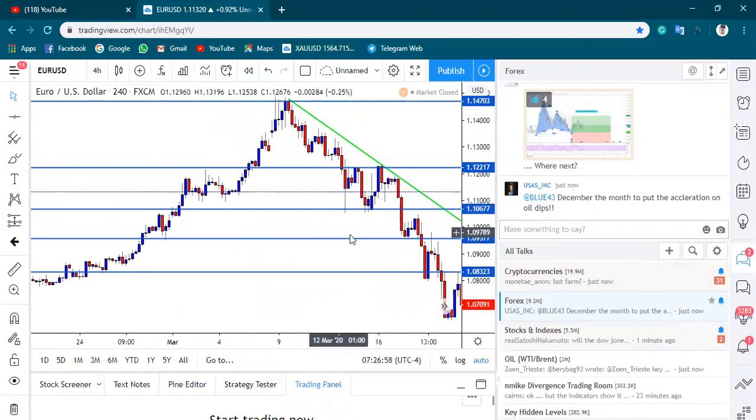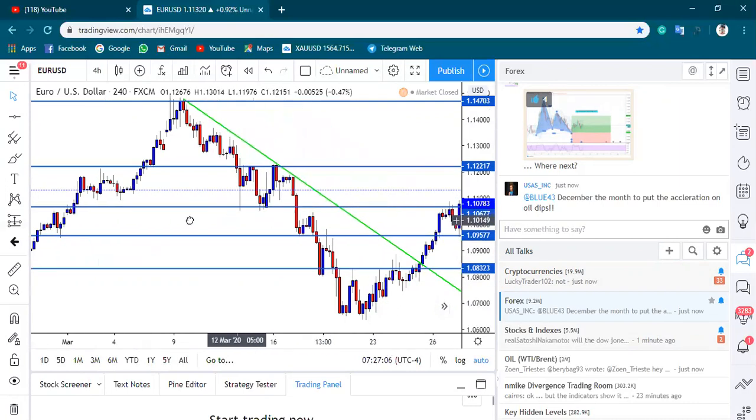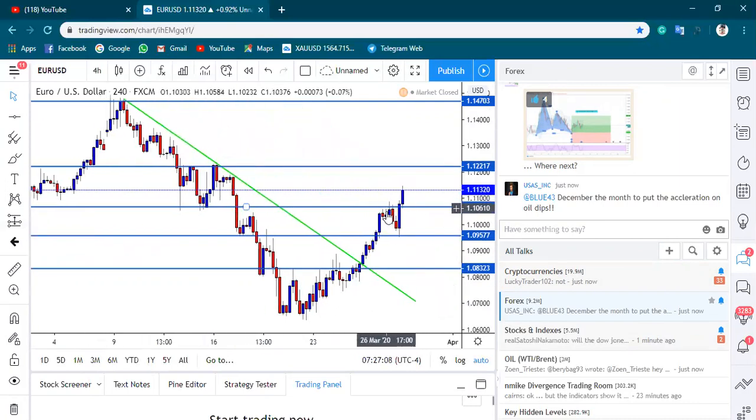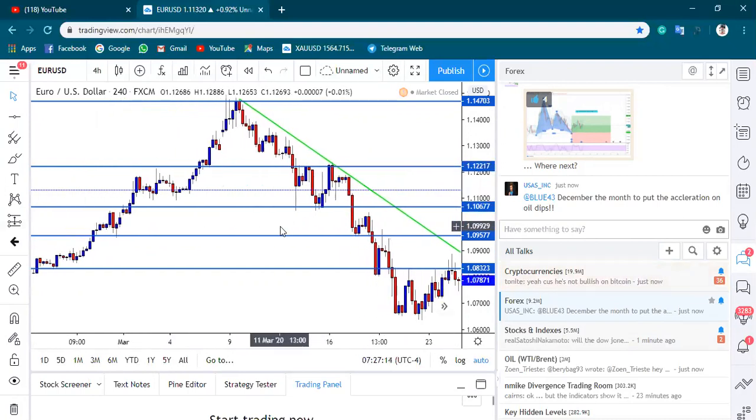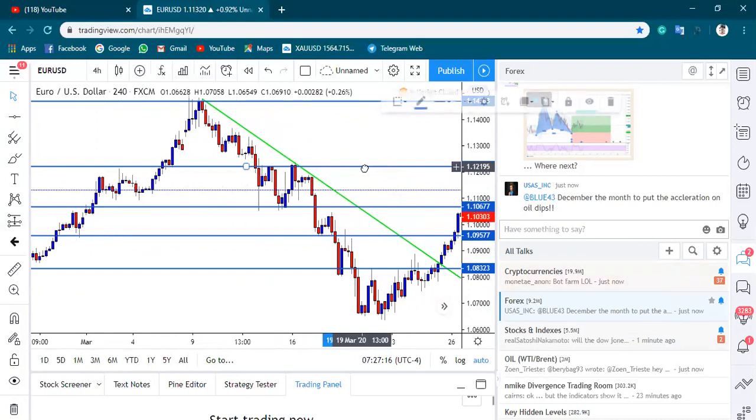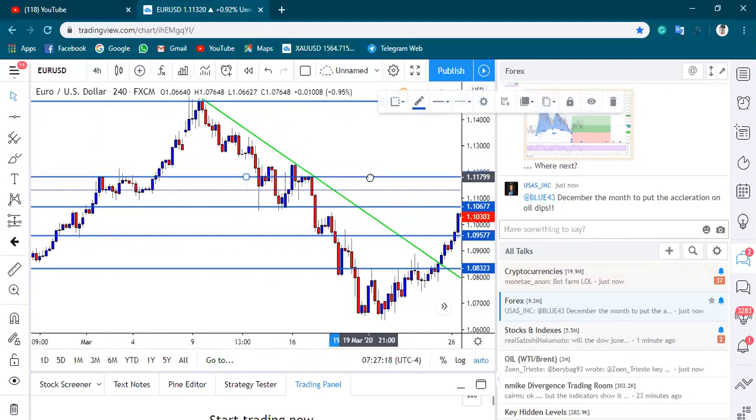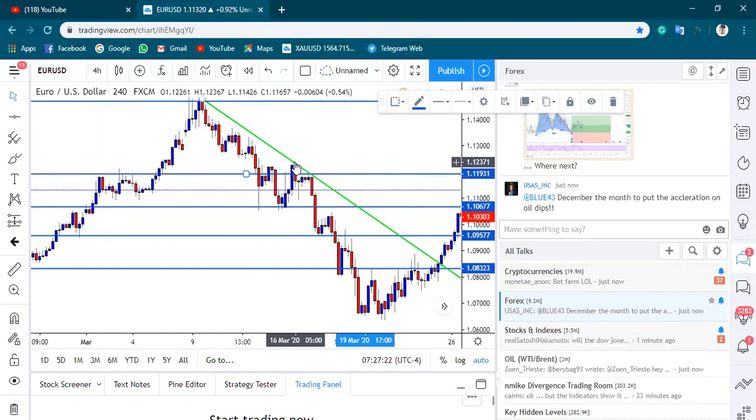If you want to make sure that your level is correct or not, go back in the past. You need 2 or 3 touches to make a level strong. See this: 1, 2, 1, 2, 1, and in this area, 1, 2 times there was a rejection. Right now this is the next resistance. It's looking solid bullish, but I see a lot of rejection from this level, and this can be a fake breakout also and a retest of the trend line.